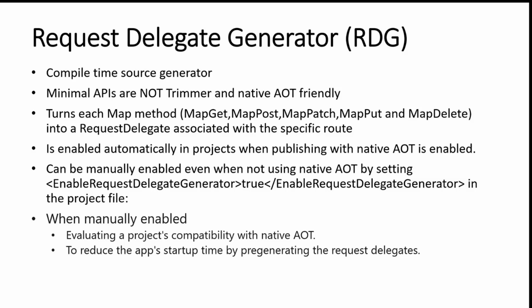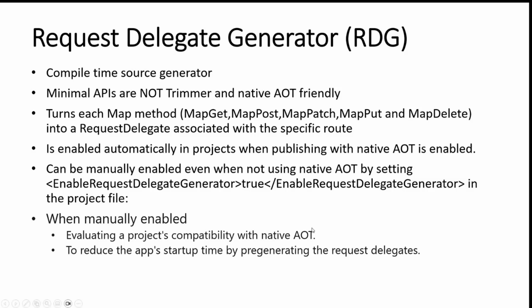What it does is, again, it creates, instead of the map get, right? If you take a min API, it has the map get, map post, map put, map delete, and so on, right? So those things use reflection to map after the code is compiled. But this request delegate generator generates the delegates at the time of compilation. Okay, so it saves the reflection time. So reflection is always expensive. So instead of doing the reflection at runtime, it now generates the code which is compiled and then transformed into the bytecode.